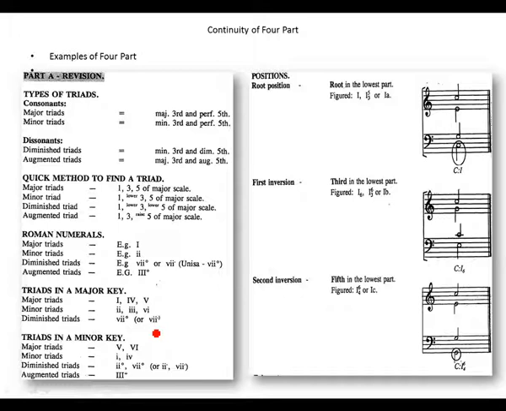Positions. Root position: root in the lowest part, figure 5 3, or Ia. And this is the example. First inversion: third in the lowest part, figure 6 3, or Ib. This is second inversion: fifth in the lowest part, figure 6 4, or Ic.